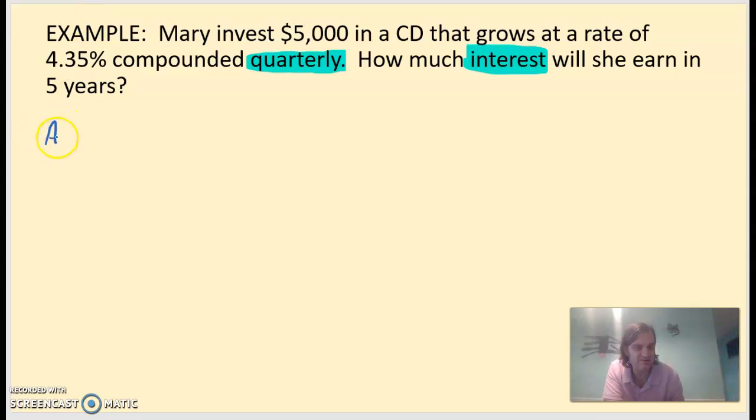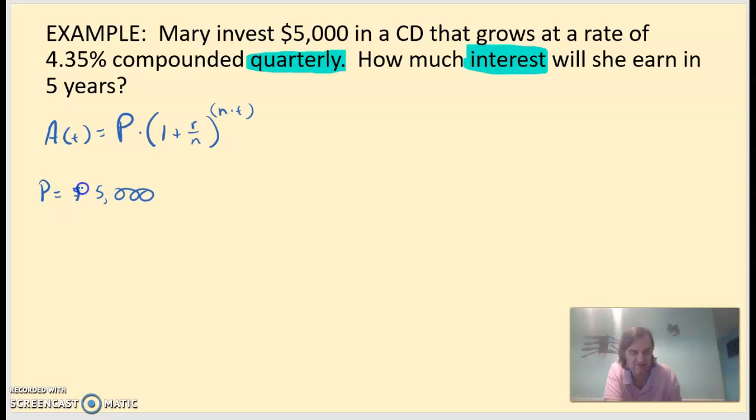So the formula again we're going to use is that compound interest formula. A of t equals P times 1 plus r over n raised to the n times t. So let's see what we got. Mary has a starting amount, P, of $5,000. She has a rate. It's 4.35%. We're going to go ahead and move that decimal over to 0.0435. The n, quarterly. How many quarters are there in a year? There's 4.